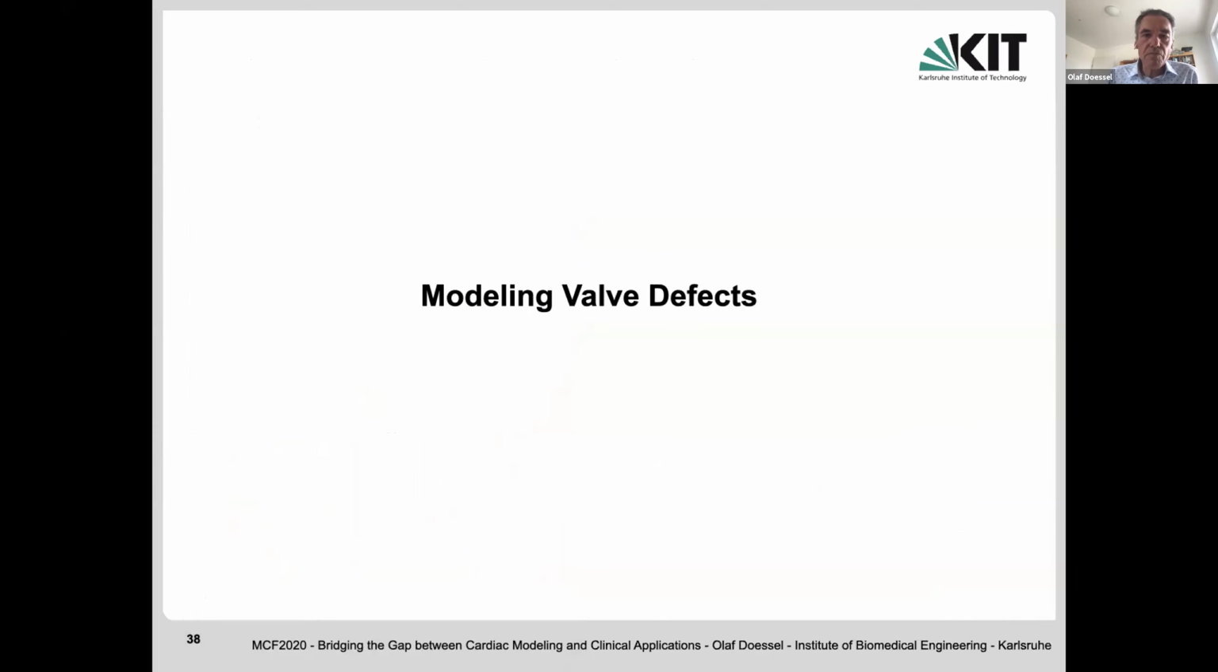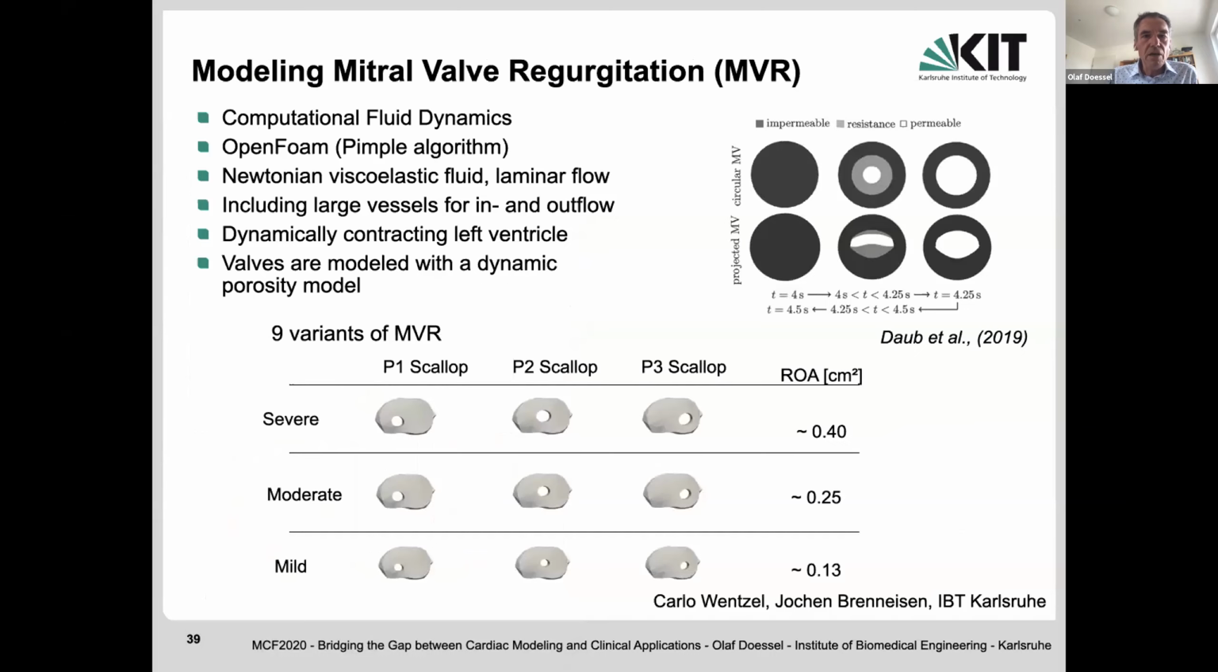In the very last minutes of my talk, I want to very briefly comment on modeling valve defects. This is very new in my lab, and we are not leading worldwide, let's say. We are lagging a little bit behind, but we are also working on the fluid dynamics modeling, and this is a computer model of the mitral valve regurgitation. We use computational fluid dynamics. We use the software package OpenFOAM, and there the PIMPLE algorithm. We take a Newtonian fluid, viscoelastic fluid, laminar flow.